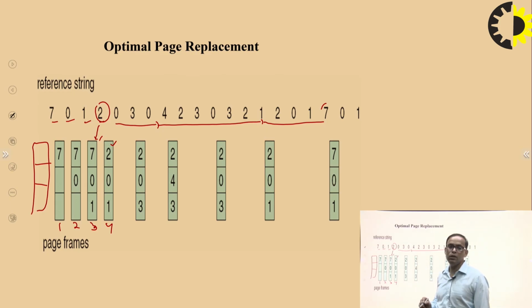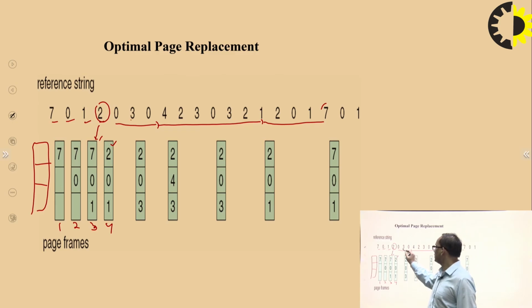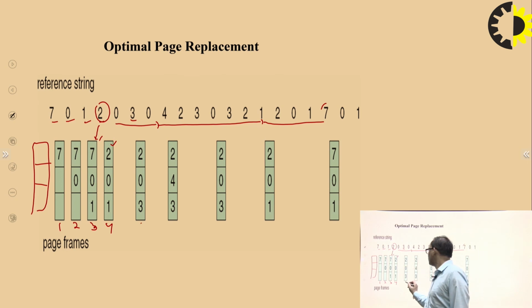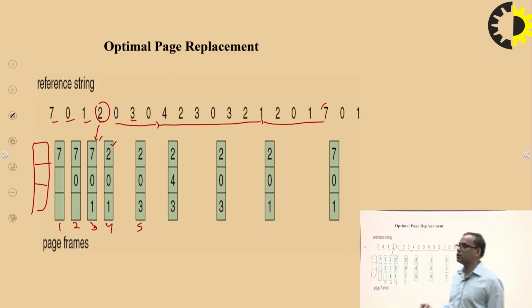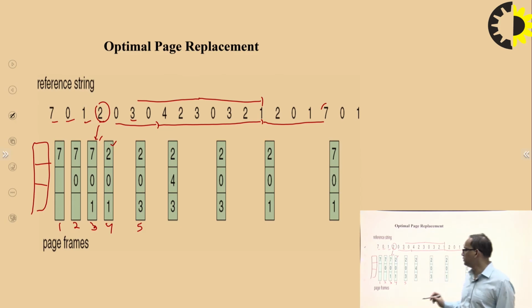Now the next page referred by the CPU is 0. 0 is available in main memory, so there is no page fault. This is the page hit condition. Next, page 3 is referred by the CPU. 3 is not available in main memory. Again the page fault will increase, and the value becomes 5. Now which page will be selected? From 3 we move in the forward direction, and we see 0 and 2 are used earlier, while 1 is going to be used last. So page 1 will be swapped out and 3 will be swapped in.